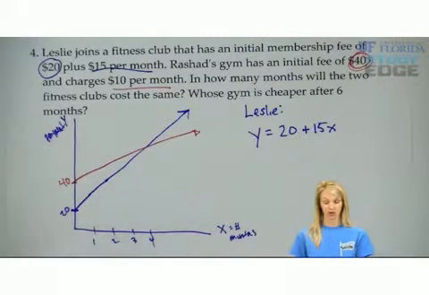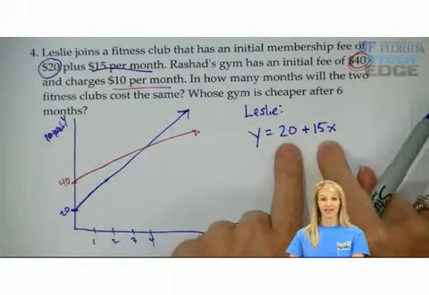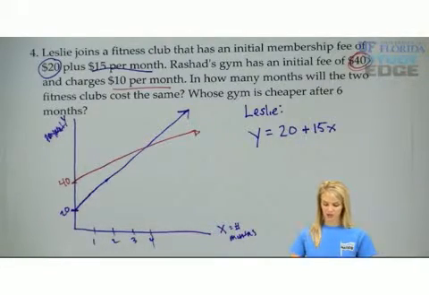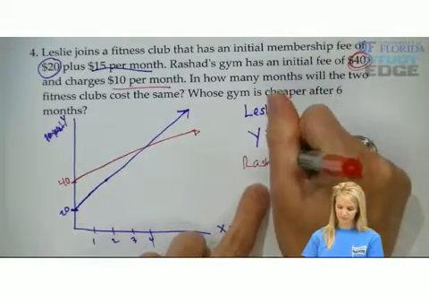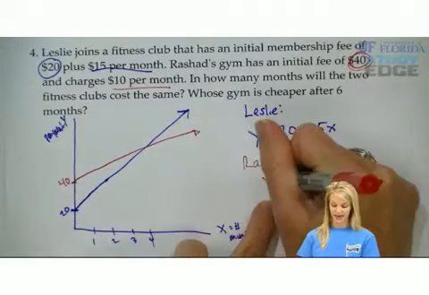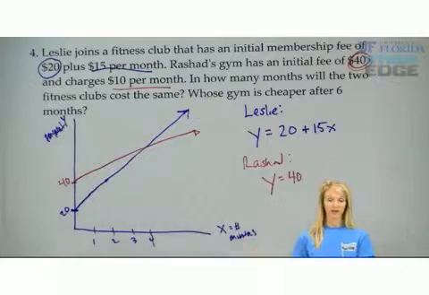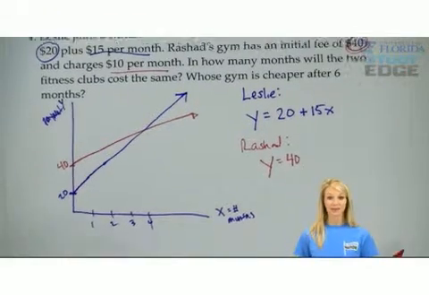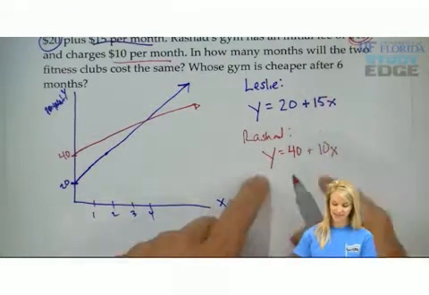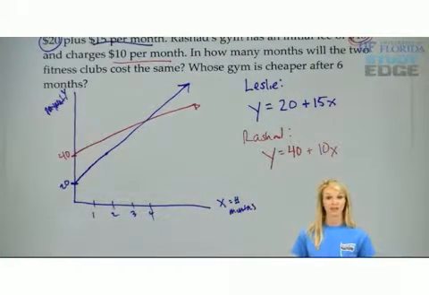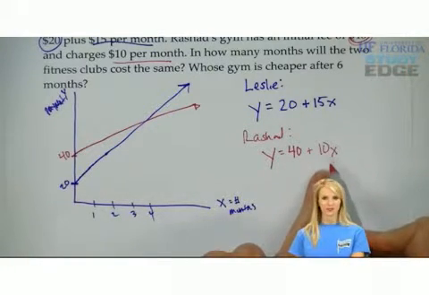So the total amount that she pays is her monthly payment that she has to make, plus the amount that she had to pay to get set up. Now we're going to do the same thing with Rashad. So for Rashad, the amount that he pays is what? Well, he starts off no matter what paying $40. Then how much does he pay? The amount that he pays increases $10 per month. So plus 10x. The total amount of money that Rashad has spent on a gym membership is the amount of money that he had to pay to get set up, plus another $10 per month.